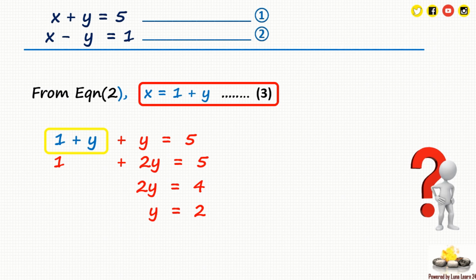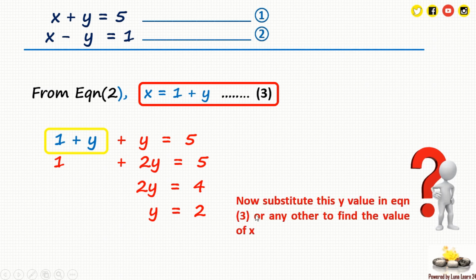In solving systems of equations or simultaneous equations, we are supposed to have 2 or more solutions. We have solved for y. The value of y is 2. Now we need to find the value of x. Most of the time, students forget to find the value of the second variable after they obtain the first. So we can take this value of y and substitute it in any of the equations. We now substitute this y value in equation 3 or in any of the other equations to find the value of x.